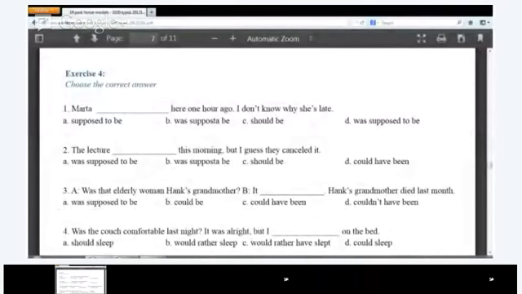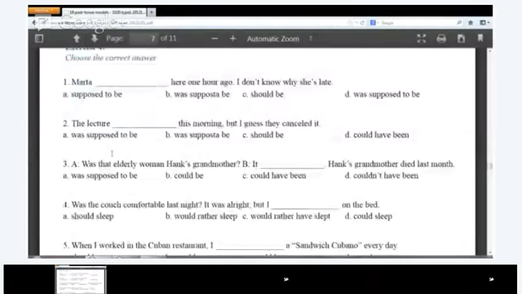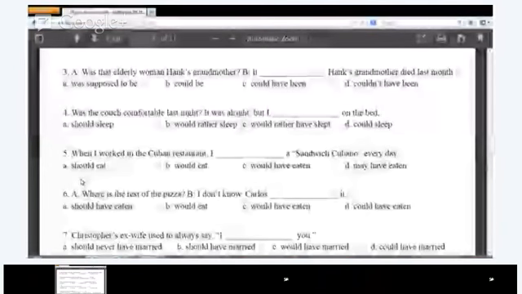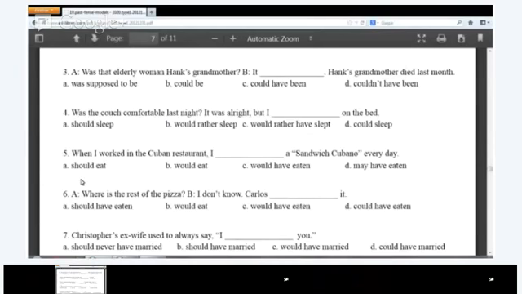Nice. All right, let's go to numbers 3 and 4. Alessandro, go for it. Was that elderly woman Hank's grandmother? It couldn't have been. Hank's grandmother died last month. Excellent. Yes, it couldn't have been.